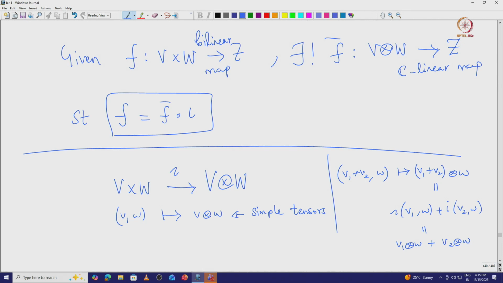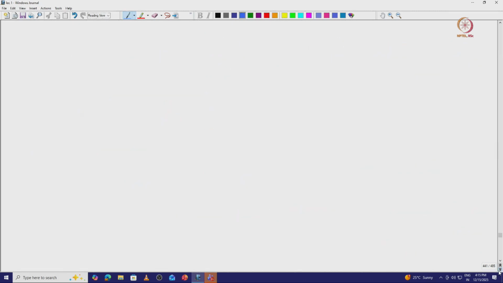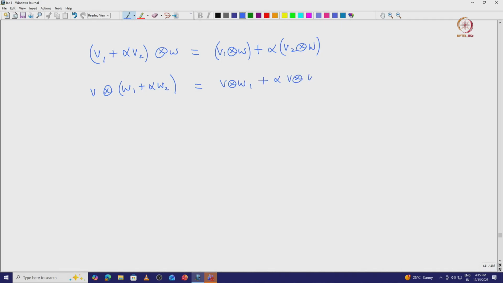That is what is translated here, and if we put alpha here, we get alpha outside. So, we have this important relation: (v1 + alpha v2) tensor w should be equal to v1 tensor w plus alpha (v2 tensor w). Similarly, if we use the second coordinate, we get v tensor (w1 + alpha w2) is exactly equal to v tensor w1 plus alpha (v tensor w2). So, these are some important necessary conditions to define the tensor product.